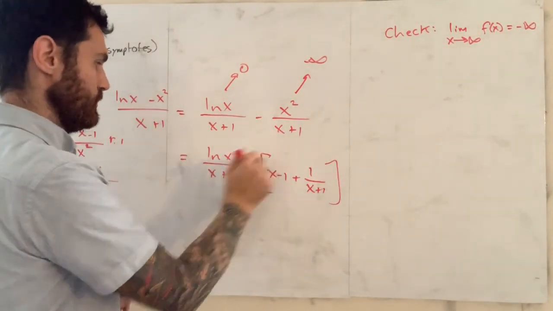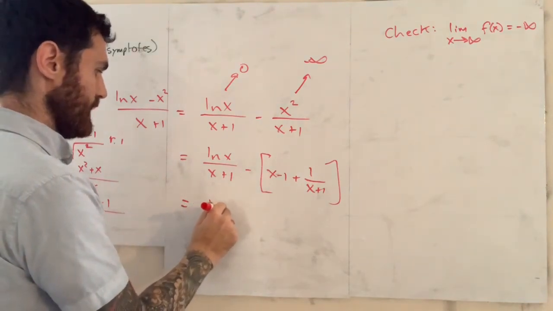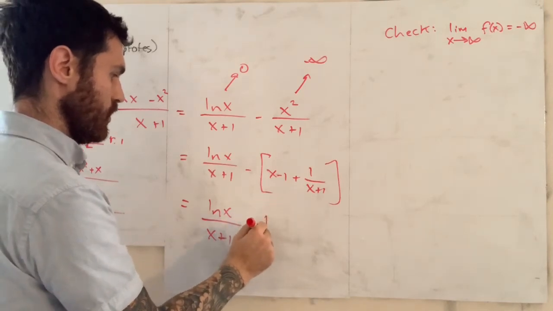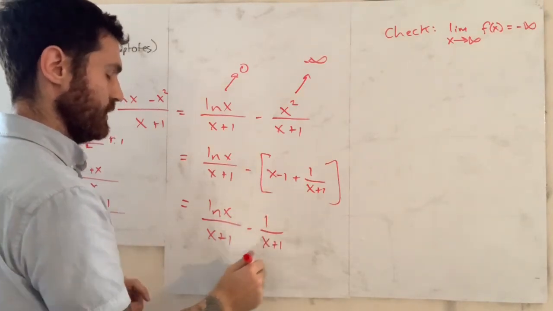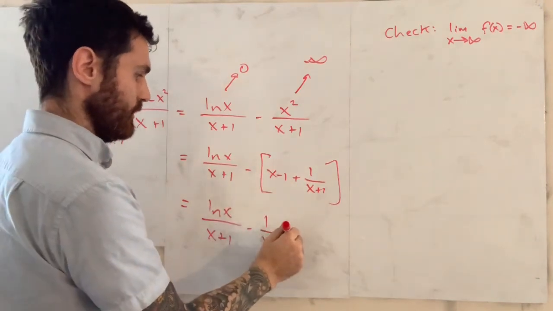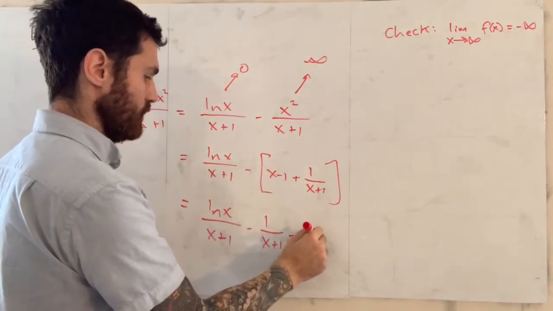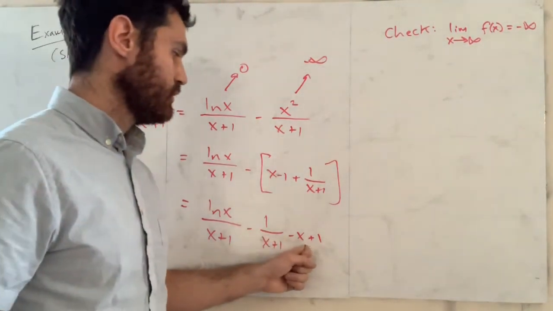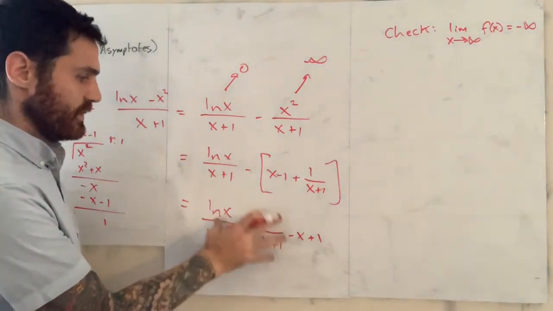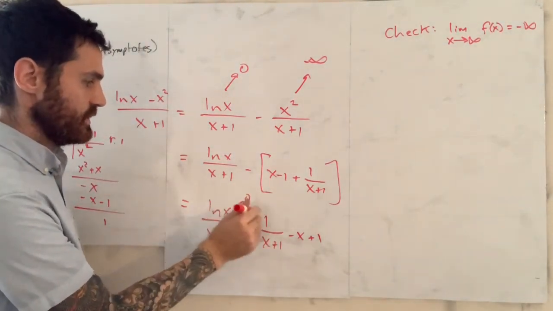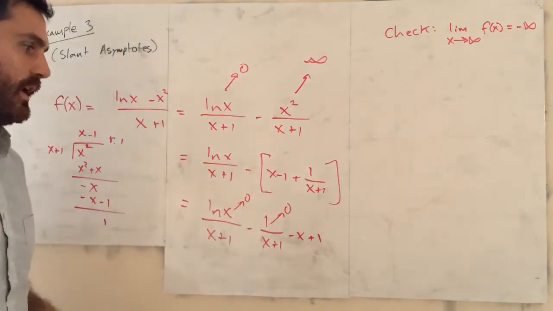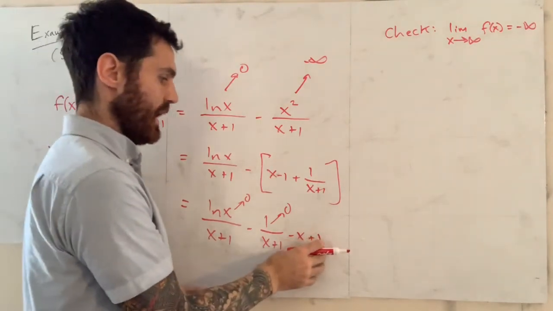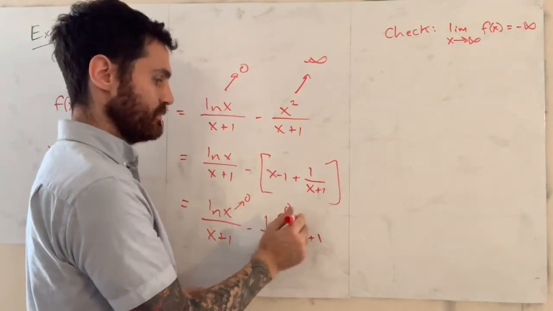Now, if I distribute this out, I'm going to get natural log x over x plus 1. I'm going to have this negative 1 over x plus 1. And then I also have negative x plus 1. Now, what do you think about this expression here? This piece is going to go to 0. This piece is going to go to 0. And now the only thing that's really going off to negative infinity is this piece here.